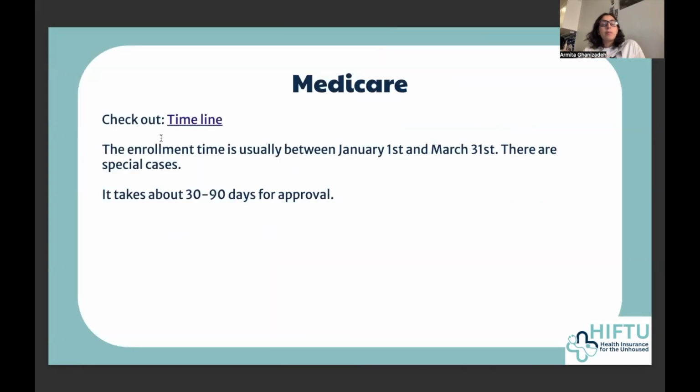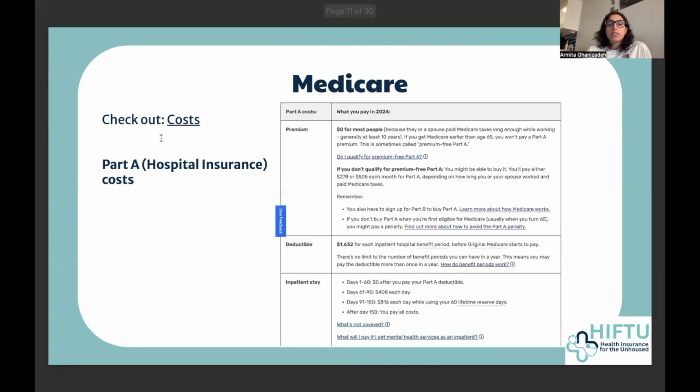All right. So for Medicare, the enrollment time is usually between January 1st and March 31st. There are special cases to that, so I would look into that if you do miss the time from January 1st to March 31st. And it takes about 30 to 90 days for approval for your application. And if you do not get approved, you can contact Medicare or go through their website and see if there's anything you can do. All right, so as I said, there's two parts with Medicare. There's Part A, which is the hospital insurance, and then Part B, which I'll talk about in a bit.